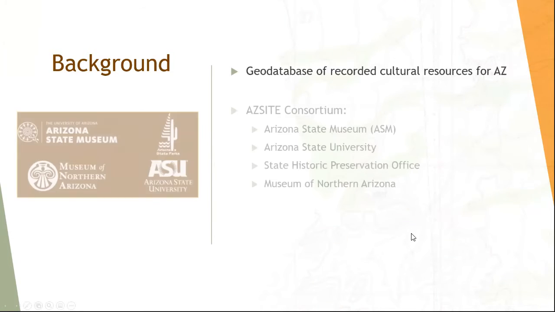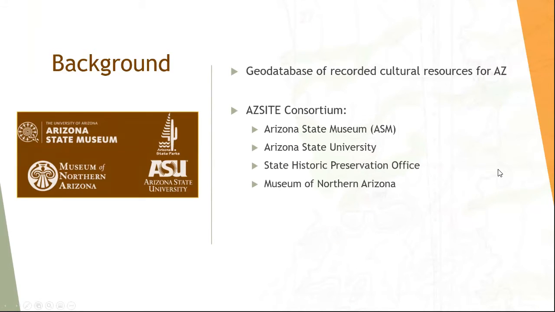Okay, so let's start off with a bit of background. AZSITE is a geodatabase for cultural resources recorded in Arizona and also a 40-mile buffer around the state. Cultural resources are indicators of past human activities, or they can have a significance to a culture, including existing cultures. These can be archaeological sites, structures, objects, landscapes, and even natural features.